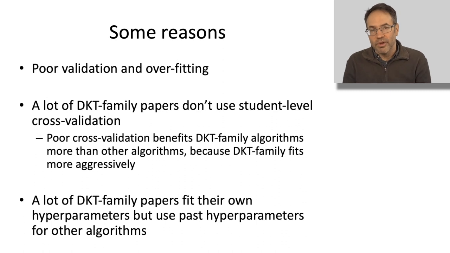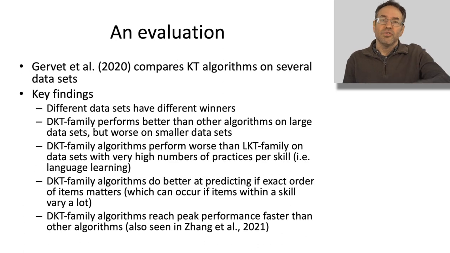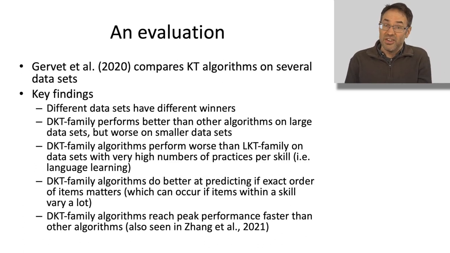Also, almost as troubling, a lot of DKT family papers fit their own hyperparameters for their current new algorithm, but use past hyperparameters for other algorithms, which of course is going to massively bias in favor of their new one because they've got more flexibility of fit. Having said that, despite the shoddy evaluation in a lot of DKT family papers, there have been solid evaluations of them, and those have typically demonstrated that there are benefits to DKT.